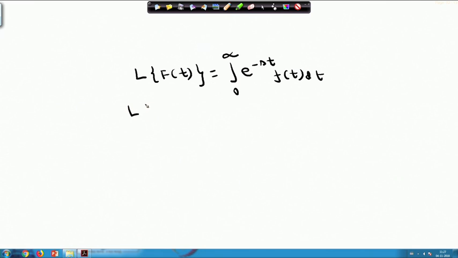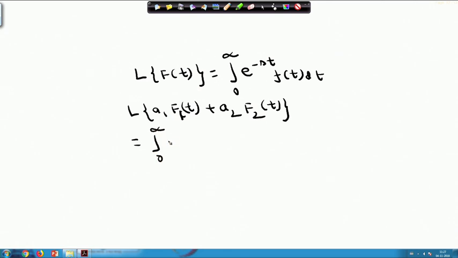Now, if we take the Laplace transform of a1 f1(t) plus a2 f2(t), using the definition of Laplace transform, we can write it as the integral from 0 to infinity of e^(-st) times the whole term, that is a1 f1(t) plus a2 f2(t), dt. Now I can break this into two integrals.